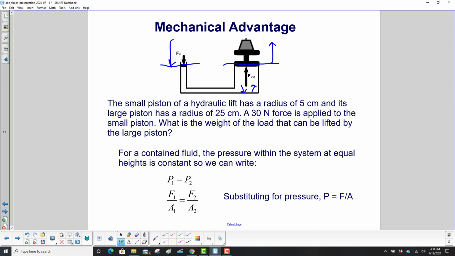So in this case, we're at the same height, the pressures are the same, so P1 is equal to P2, or P in is equal to P out, either one. So here we call that 2, and this is 1. The definition of pressure is force per unit area. So F1 over A1 equals F2 over A2.